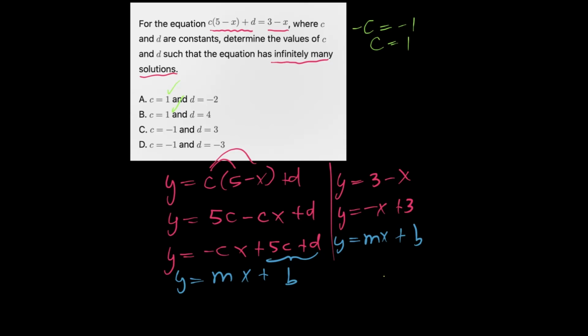Now, the next part, the y-intercepts. One y-intercept is 5c plus d, and the other one is 3. So let's write that out. 5c plus d equals 3. And guess what? We know what c is. So 5 times 1 plus d equals 3. In other words, 5 plus d equals 3. Take away 5 from both sides, and you get -2. So the correct value for d was -2. And our answer here is A.